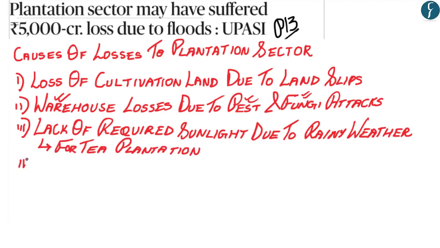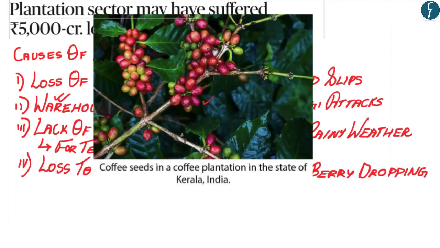And the fourth and the last reason given in the article is the losses to the coffee plantation due to berry dropping. Now, what you see in the image are coffee seeds, but because of heavy rain, these coffee seeds fell on the ground or either were affected by fungi and therefore cannot be used for harvesting. And because of this, there was a loss to the coffee plantation sector in the state of Kerala due to berry dropping.